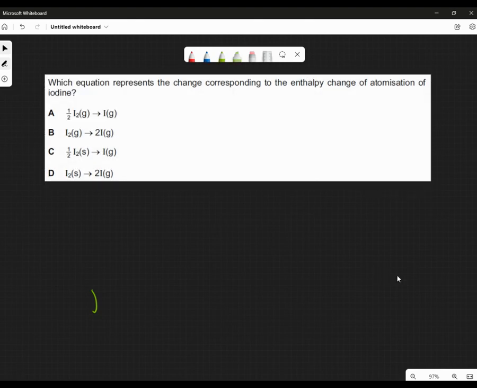All right, so this is an easy one, as I say. Atomization is going from the standard state to the atoms. So we can get rid of the ones not standard, could be this, could be this. Now we want to form 1 mole of atoms, so the answer is C. Piece of cake. The answer is C for that one. Let me pause the video.